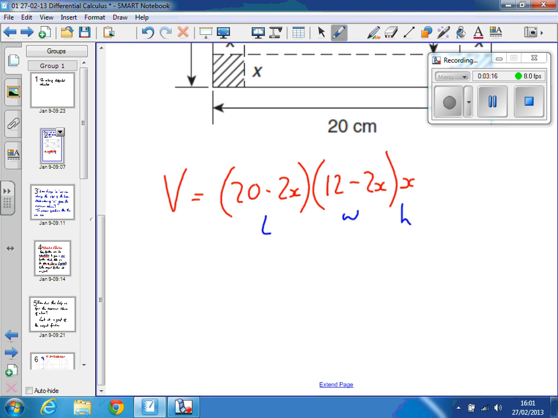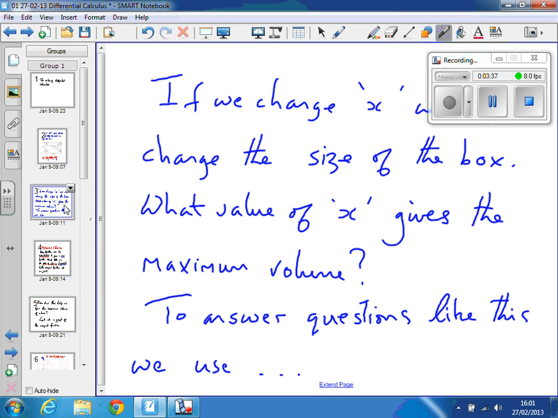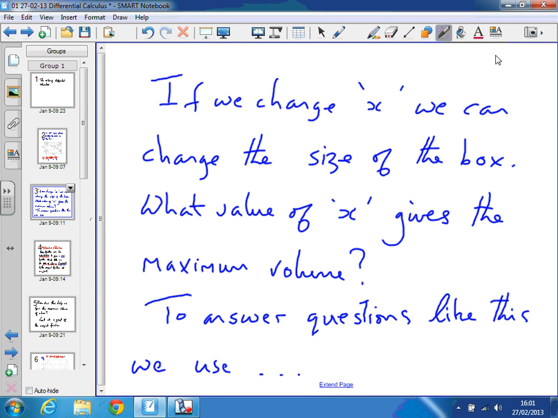And we know, so we've now got an algebraic expression, a formula involving algebraic expressions to find the volume of the box. And if somebody told me what x was, then I could calculate the volume of the box by plugging that in. Okay. If we change x, we can change the size of the box, as we've said already. What value of x gives the maximum volume?